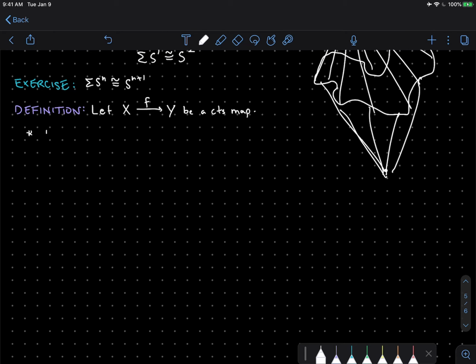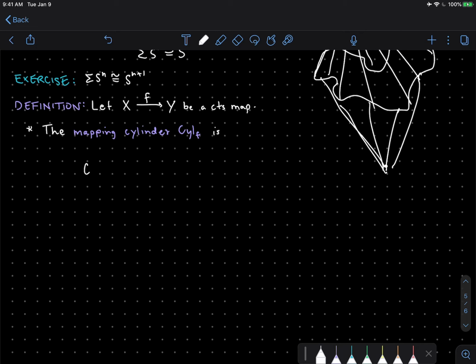Then we make two definitions. The mapping cylinder, written Cyl_f, is the quotient space of, first of all, we take X cross the unit interval, disjoint union Y, and then we mod out by the equivalence relation where (x, 1) is equivalent to f of x for all x in X. You could also equally well choose 0 instead of 1 for this endpoint.